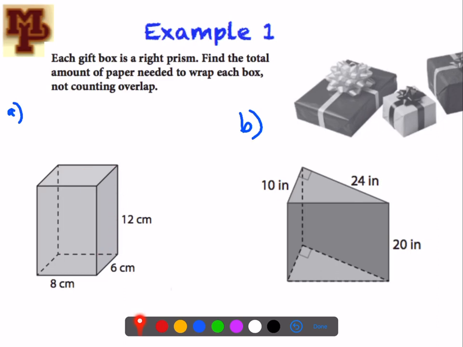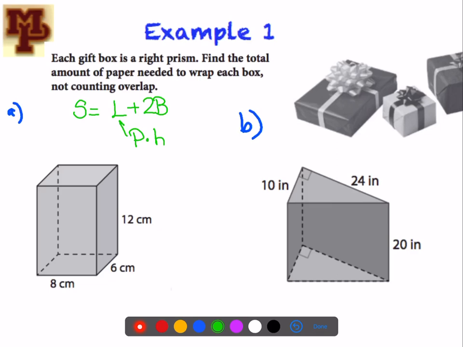So, if we're going to find the surface area or the lateral area to get started with this, we'd have surface area is equal to lateral area plus 2 times our base, where L is equal to P times H.